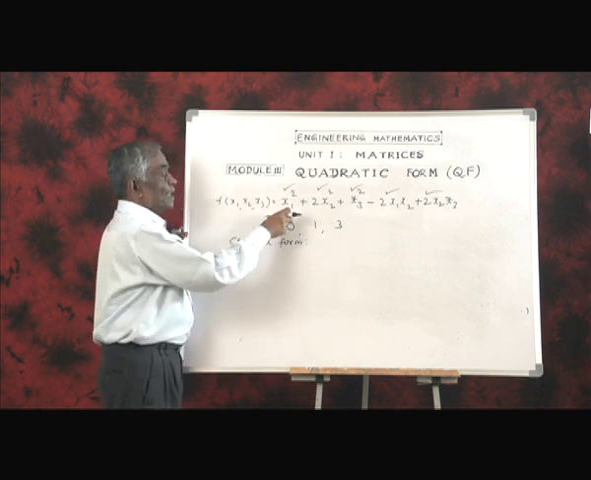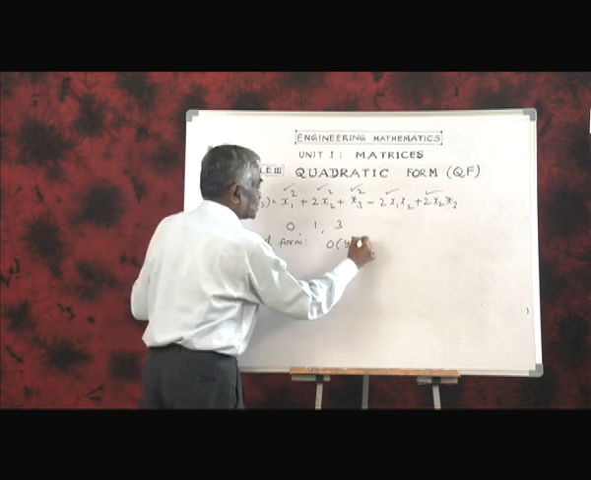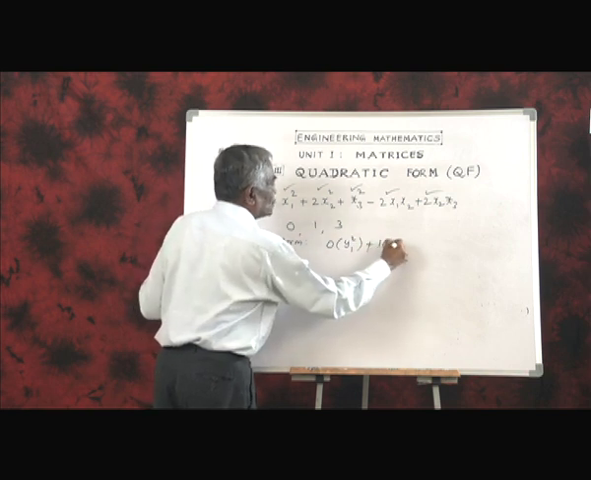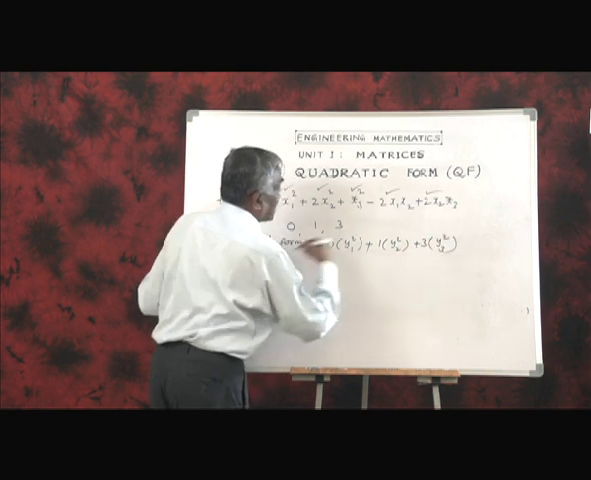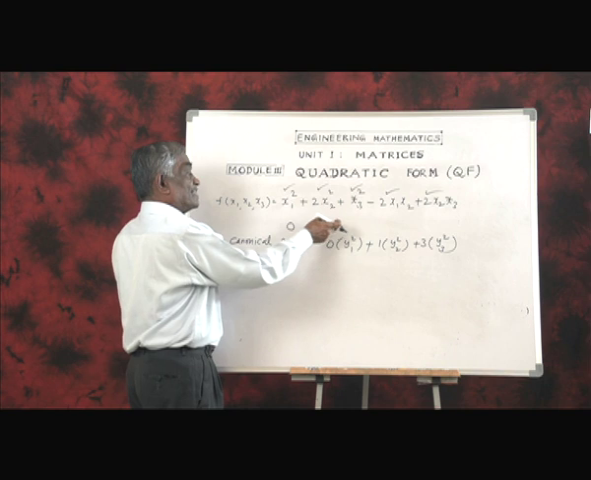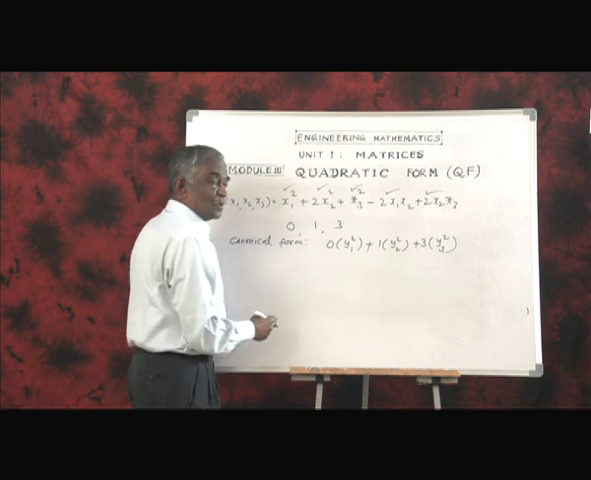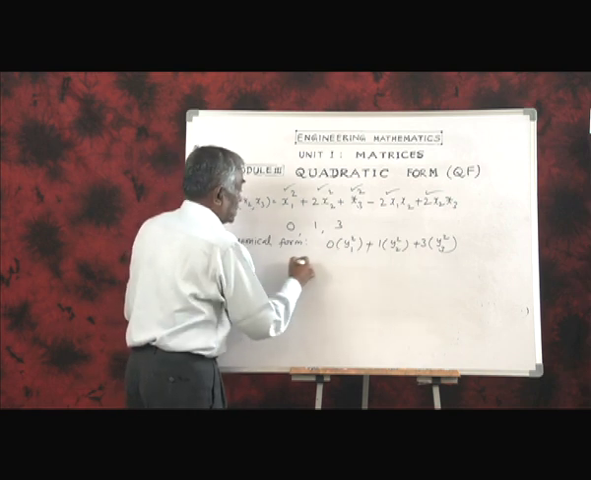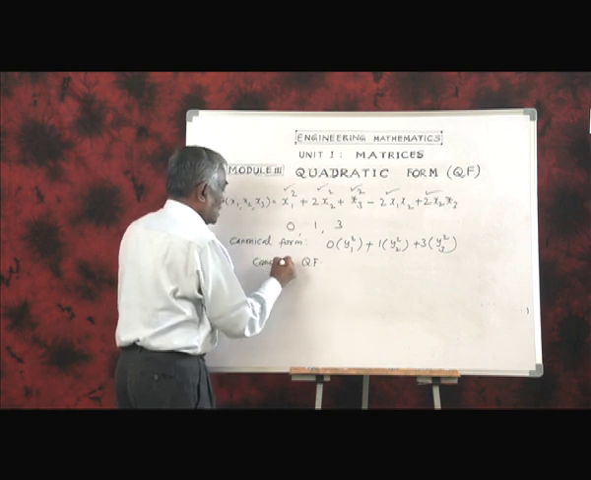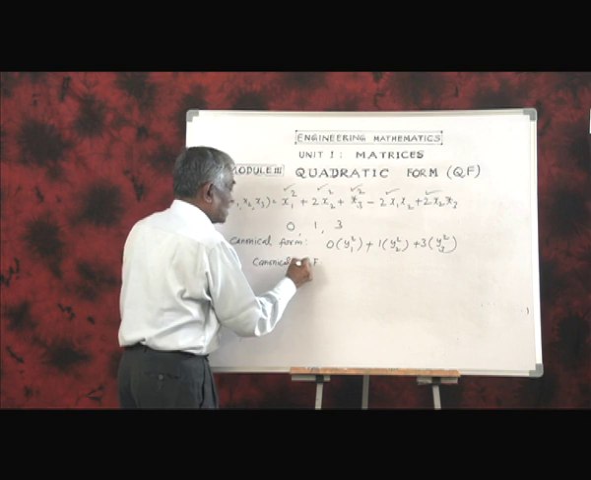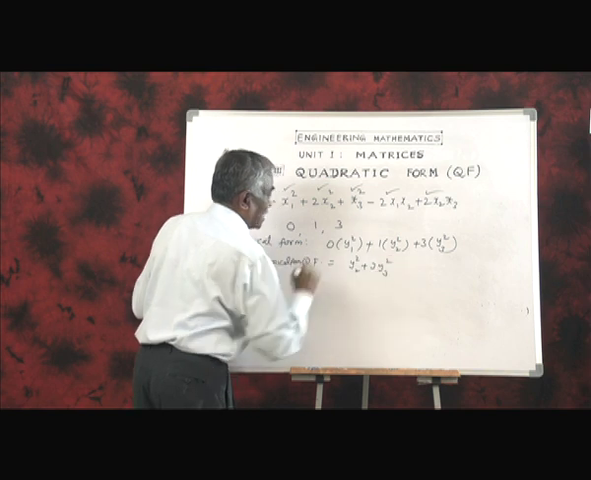The answer is, you multiply each eigenvalue with y1 square, y2 square, y3 square: 0 into y1 square, then 1 into y2 square, plus 3 into y3 square. Of course, the order is immaterial. You can even have the eigenvalues 3, 1, 0, in which case you will write 3y1 square plus 1 into y2 square plus 0 into y3 square. So for this order, the canonical form of the quadratic form is equal to y2 square plus 3y3 square.